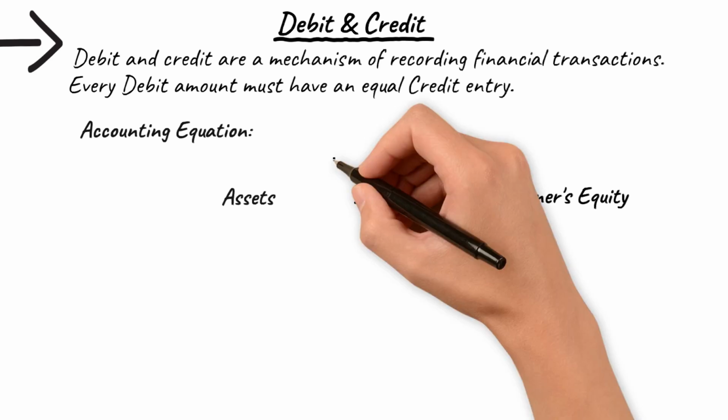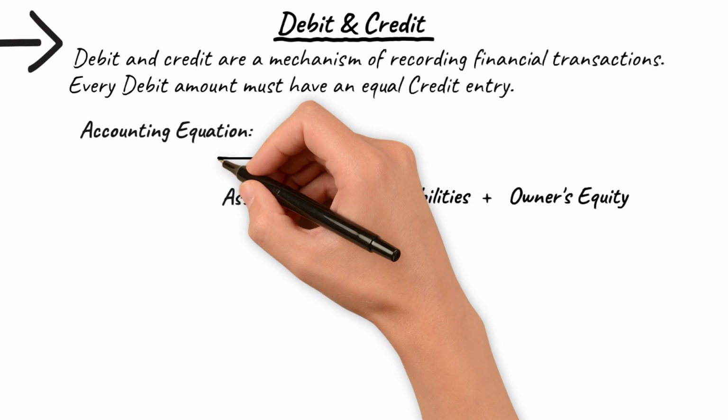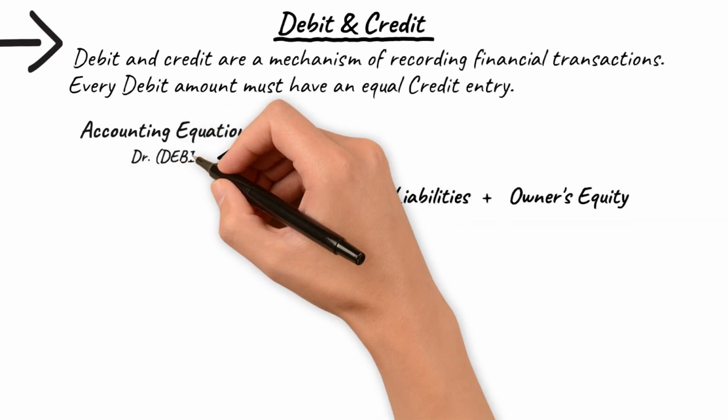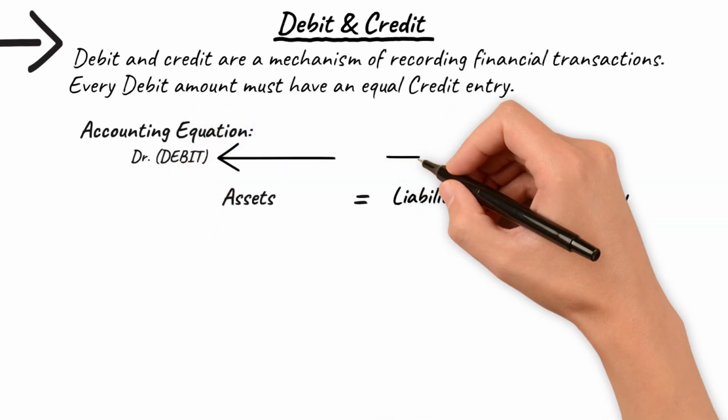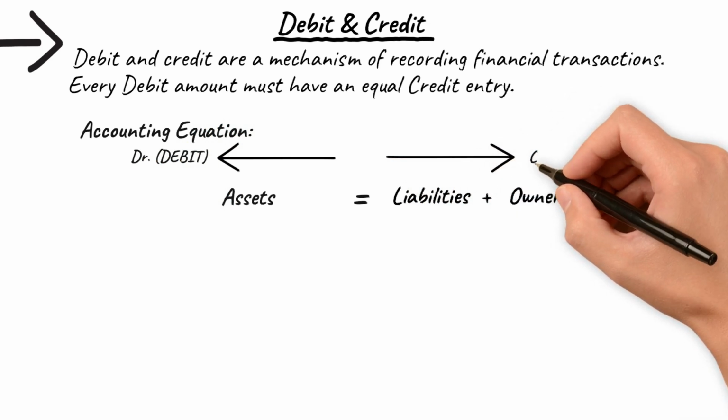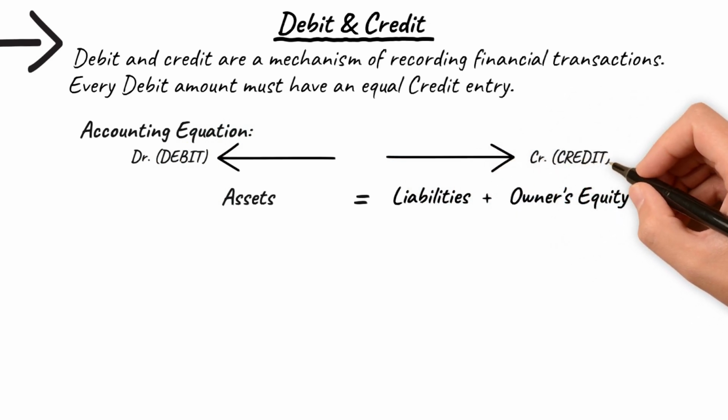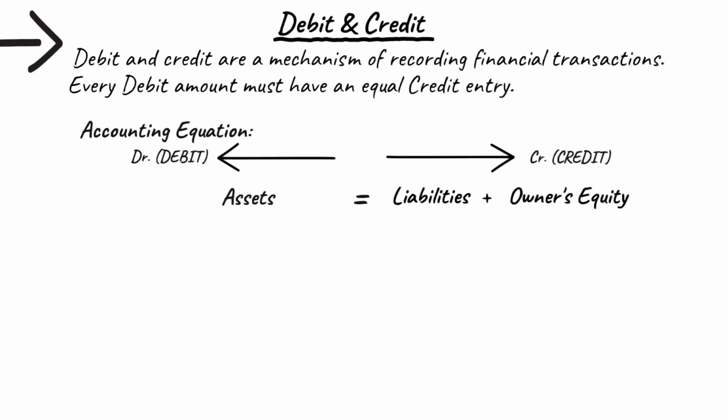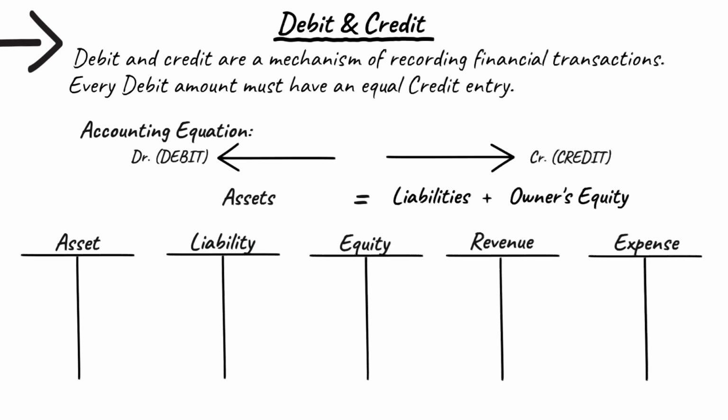The items on the left side of the equation are debit in nature, and the items on the right side of the equation are credit in nature. The total of both debits and credits will always be equal. Remember, debits are always on the left side and credits are always on the right side. Let's look at each terminology you have learned and their nature.